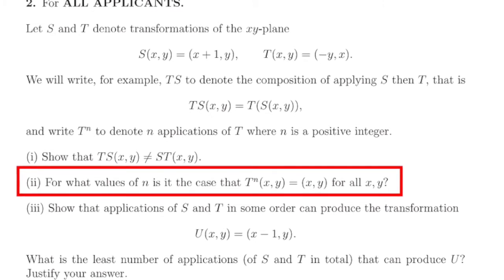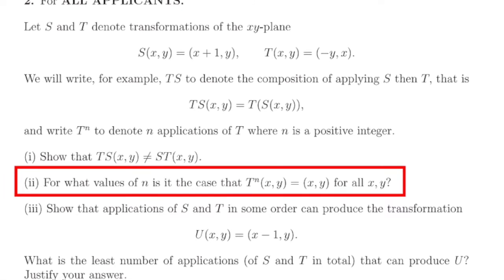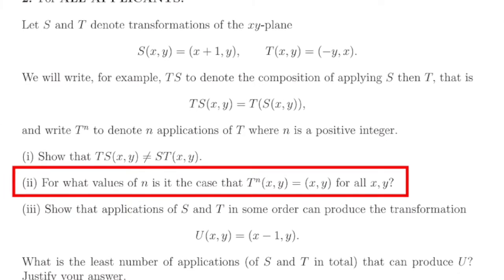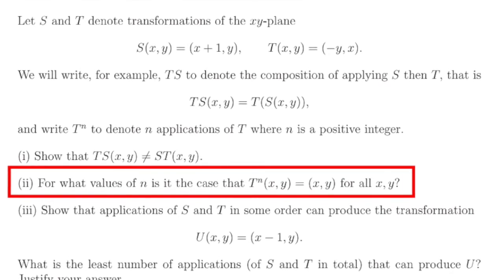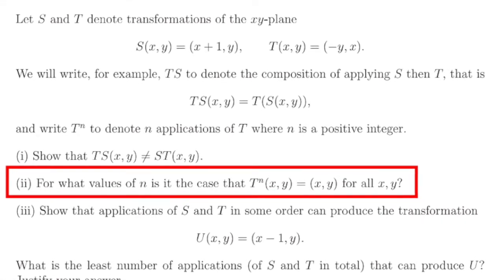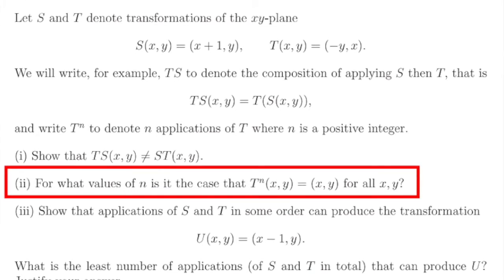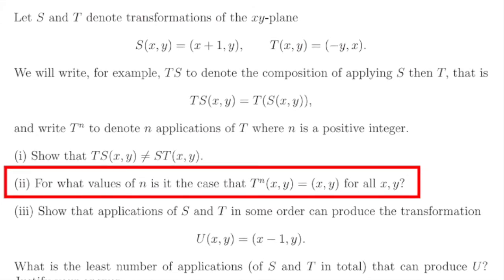So remember that t to the power of n is the transformation t applied to itself n times. So we're essentially asking for what values of n is t to the n the identity map. So it's mapping all its points onto themselves. So it essentially does nothing. And this is what we're going to look at now.